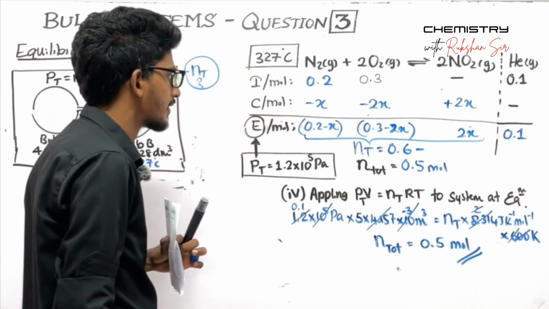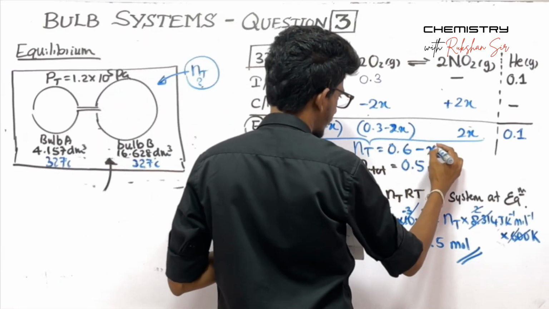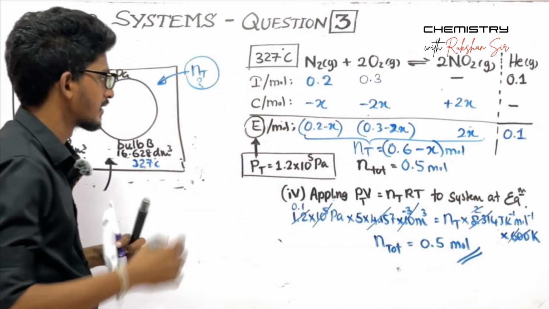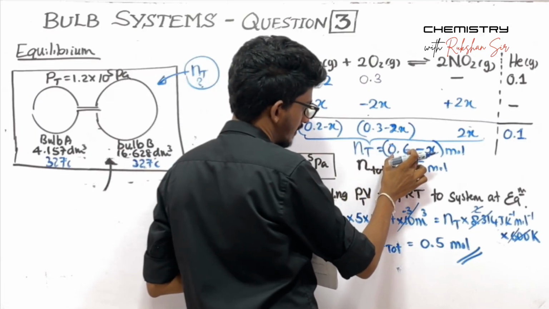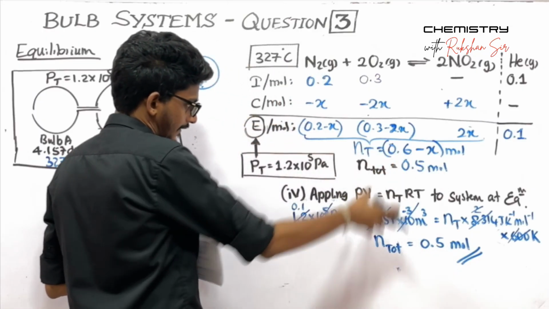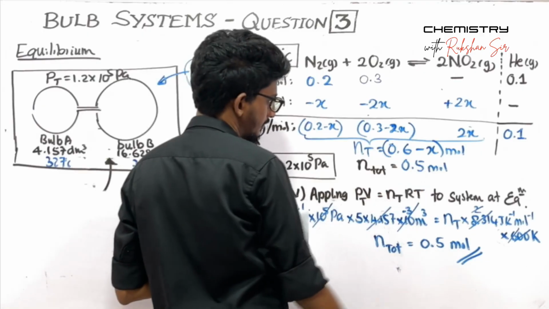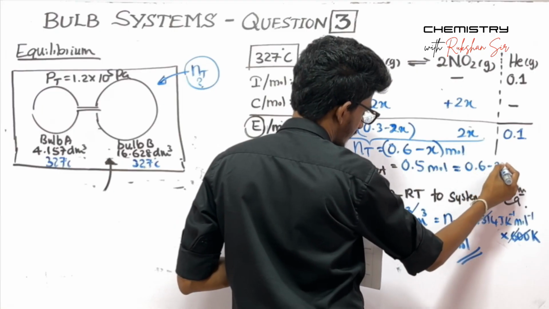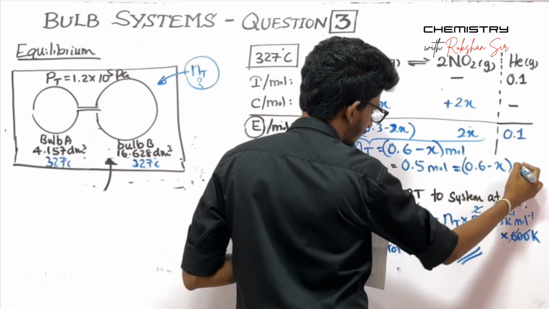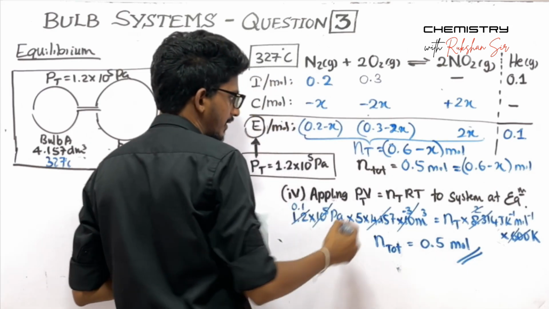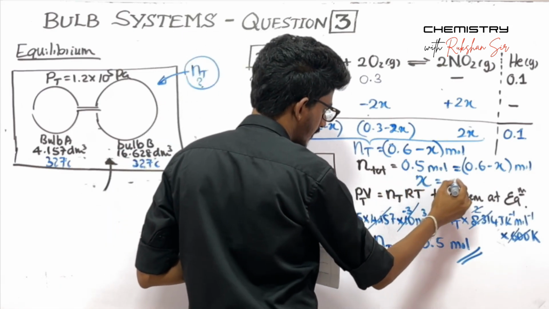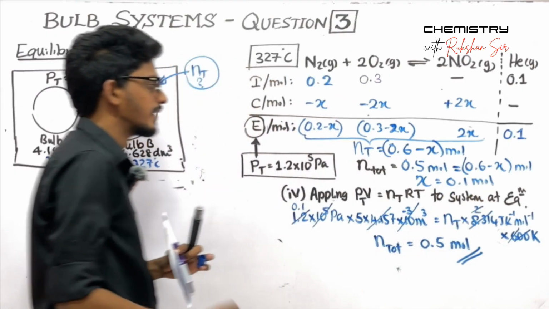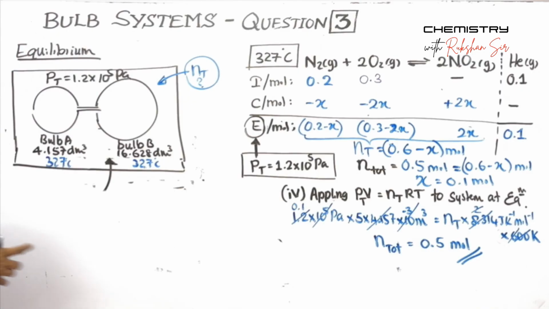Minus these two will cancel off, minus x. So the reaction table says the in total is 0.6 minus x. The P-total says it's 0.5. So these two are equal, right? So 0.6 minus x equals 0.5. So you can solve that x is equal to 0.1 moles. X is equal to 0.1 moles, right?